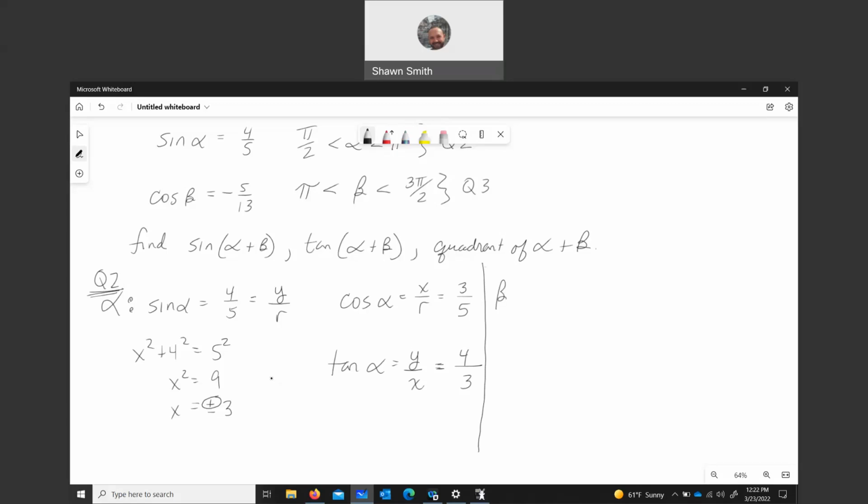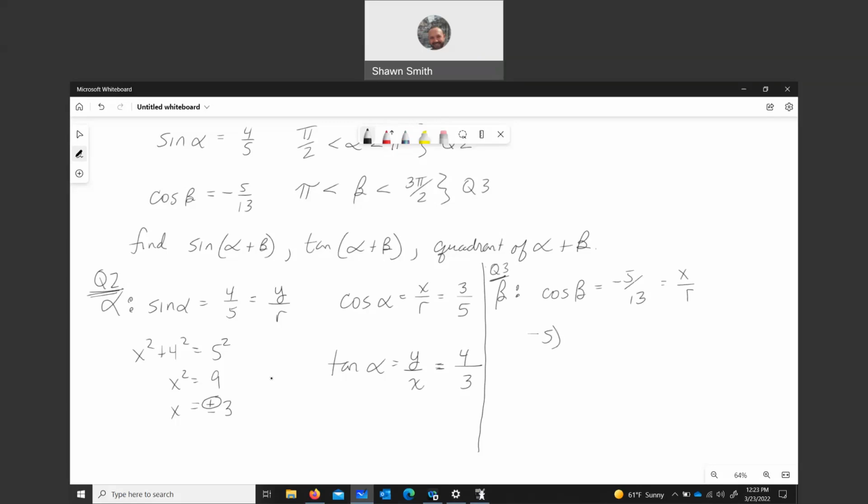Look at beta. Again, keep in mind beta is in quadrant 3. We were given cosine. It's -5/13. And again, cosine is x over r. So we need to find y.